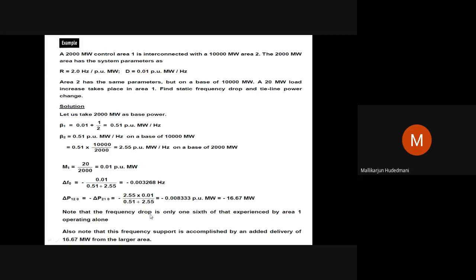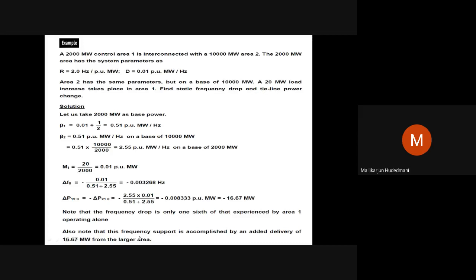Note that frequency drop is only some percent of the calculated expense. This line you can omit, because it relates to another part of the problem which I have not disclosed to you. That other part was comparing the change in frequency with the governor and without the governor. So this line is just a comparison and we can omit it. Our intention in this problem is to get the frequency deviation and the change in tie line power.